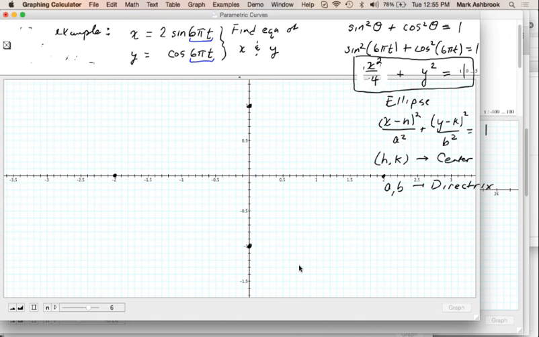Okay, so this is sine squared of 6 pi t, right? If x is 2 sine 6 pi t, what does sine of 6 pi t equal? It's x over 2, right? So then what's sine squared? X over 2 squared. And then what is cosine? Cosine is just y, so cosine squared is y squared. We took time to do that, so make sure you're paying attention.